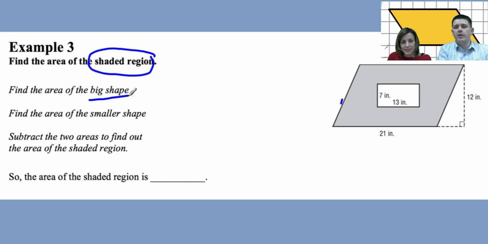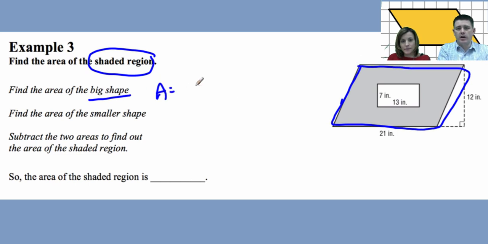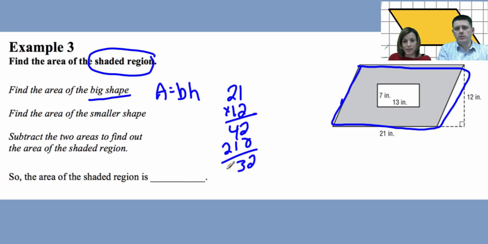First, find the area of the big shape. So our big shape here is our parallelogram. Hopefully you haven't already forgotten how to find the area of a parallelogram, since we've just spent the last 10 minutes doing it. Base times height, so 21 times 12. Do some quick math. Hopefully I didn't mess it up. No, you didn't. You're good. 5. Oh, 5. That's what I meant there. Okay. So I got 252 inches squared for the parallelogram.